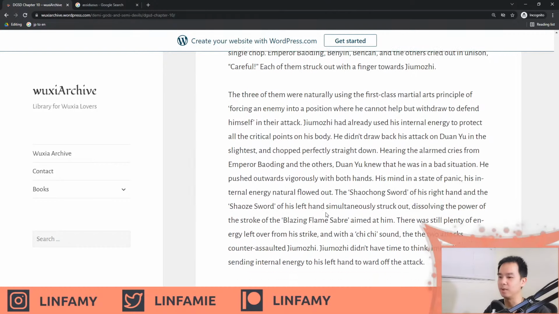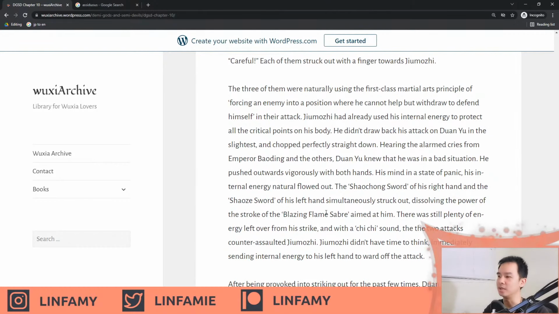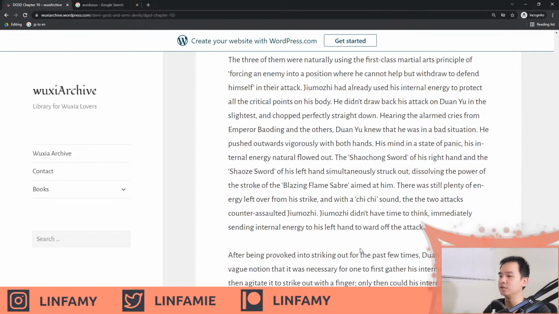Hearing the alarmed cries from Emperor Baoding and the others, Duan Yu knew that he was in a bad position. He pushed outwards vigorously with both hands, his mind in a state of panic. His internal energy naturally flowed out. The Shao Chong sword of his right hand and the Shao Zi sword of his left hand simultaneously struck out, dissolving the power of the stroke of the blazing flame saber aimed at him. There was still plenty of energy left over from his strike, and with a ch-ch sound, the two attacks counter-assaulted Jiyomotsu. Jiyomotsu didn't have time to think, immediately sending internal energy to his left hand to ward off the attack.